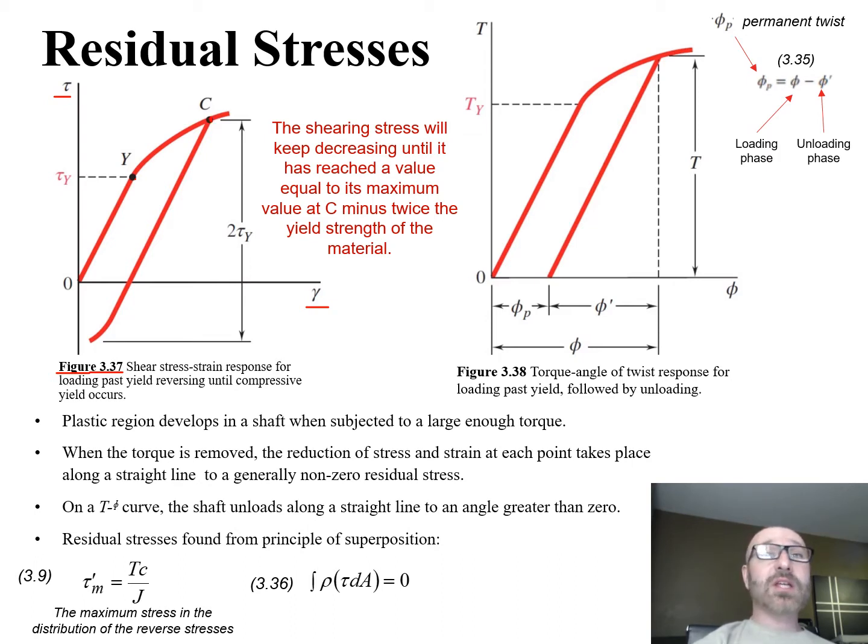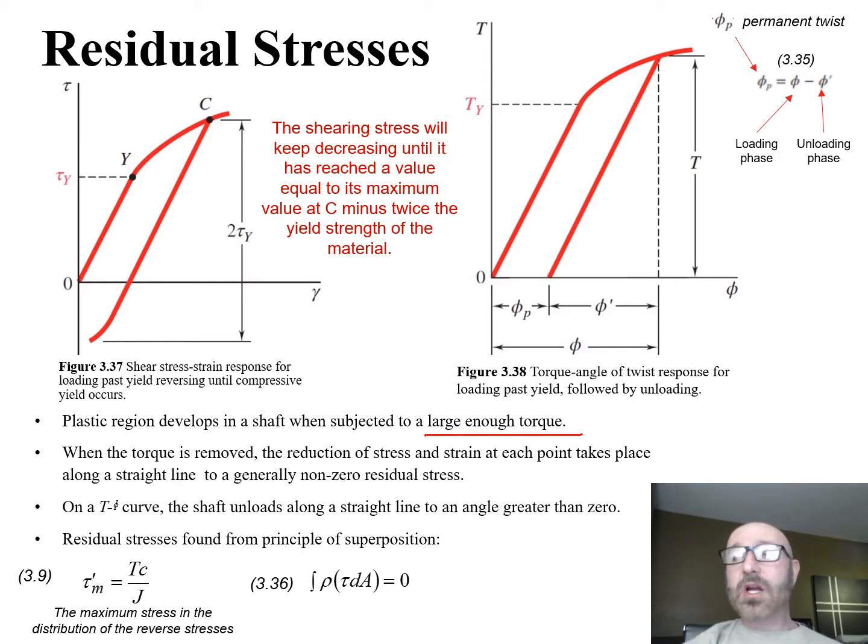minus twice the yield strength of the material. So that's where we get this twice the yield strength of the material. Here's our 2 times tau sub y, our yield strength. It's going to keep decreasing, and you see that linear decrease until you hit that tau y, then we start to see it curve over. Now one thing we want to consider here is our plastic region. This plastic region is going to develop in a shaft when it's subjected to a large enough torque.